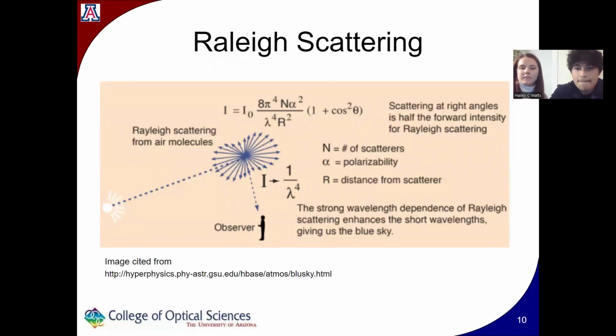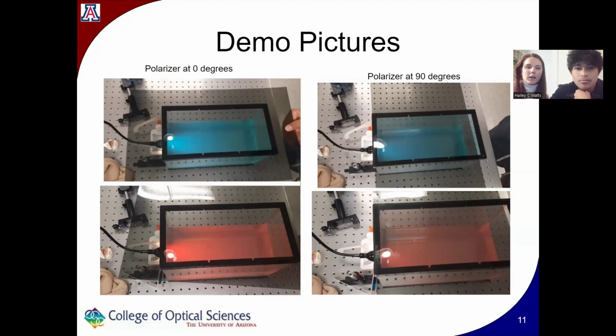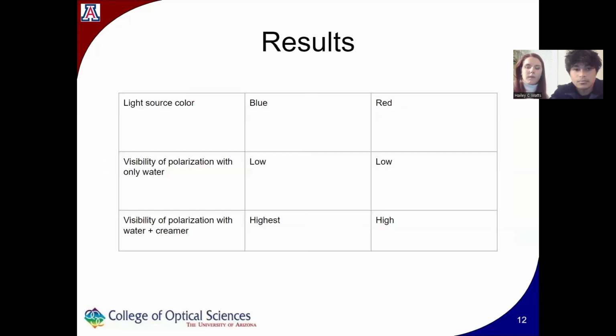So Rayleigh scattering refers to the scattering of light off of the molecules of the air. As we can see in this diagram, your intensity is inversely proportional to the wavelength, since it is in the denominator. So we can assume that because blue light has a smaller wavelength, then it has a higher intensity. And since red light has a larger wavelength, it has a smaller intensity. As we see here in our pictures, you can clearly see that the blue light is much more polarized than the red light from the before and after pictures.